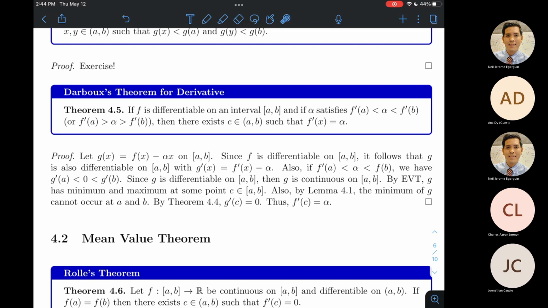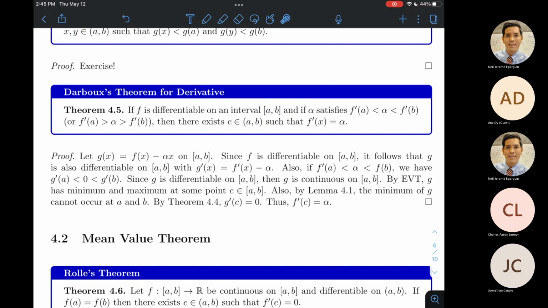That means for every number between f prime of A and f prime of B, there exists a number C on the interval AB such that f prime at C is equal to the intermediate value, say alpha. Okay? So straightforward yon. Pero sabi ni Darboux, hindi mo kailangan na continuous yung f prime. Yung differentiability lamang ni f ay sufficient na para masatisfy yung intermediate value property. Okay? So in particular, we will assume that the function f is differentiable on the open interval AB.